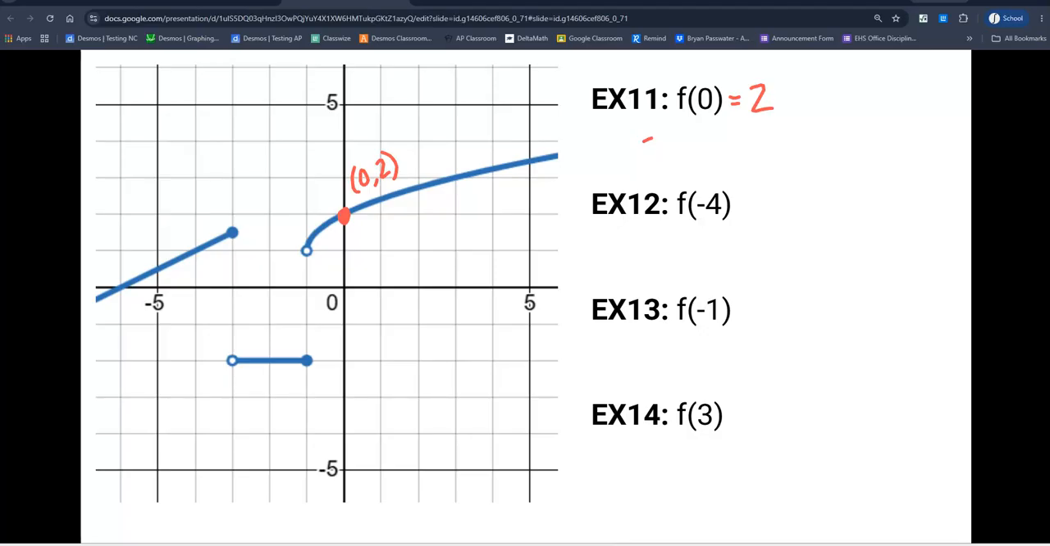Beautiful. Skylar, what about f of -4 for number 12? 1 is correct. Very good. So this point right here, x coordinate is -4, y coordinate is 1. Beautiful. Gerardo, what did you get for -1?